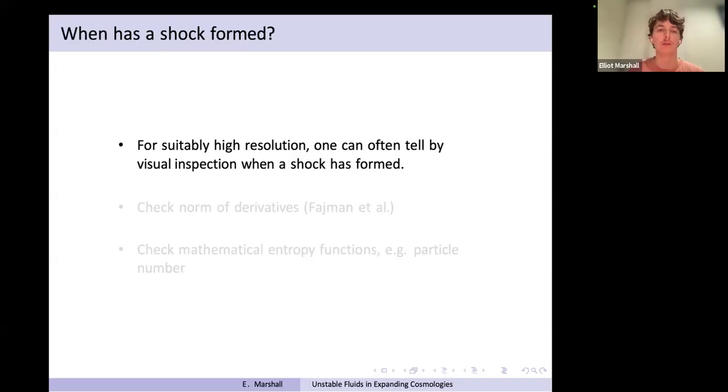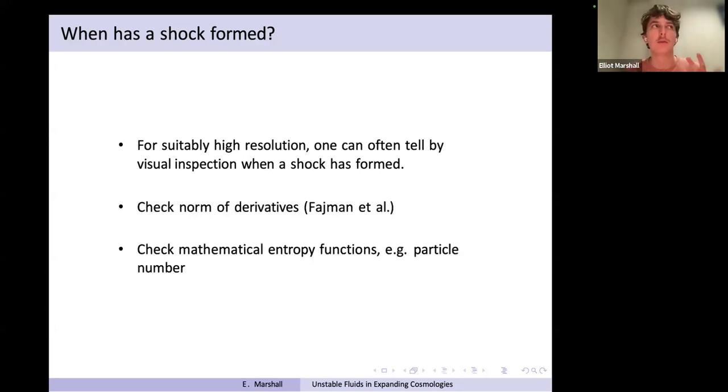Okay, so as one last step before I start talking about the results, the natural question is, how do you actually know if a shock has formed in your numerical solution? This is something that often isn't discussed in numerical papers. If we use this shock capturing method and we have suitably high resolution for our scheme, it's often very obvious that a shock has formed. You can just see from visual inspection of your plots that it's discontinuous. But you would probably like some more rigorous way of confirming what you can see visually.